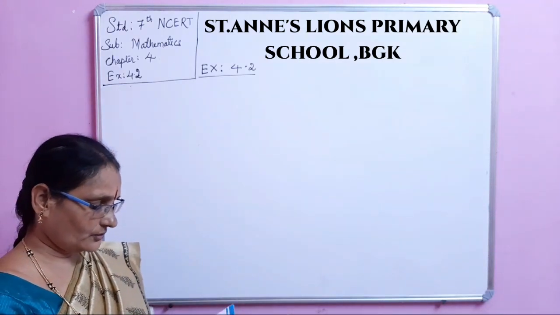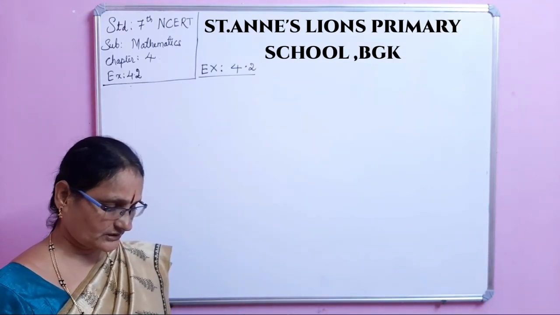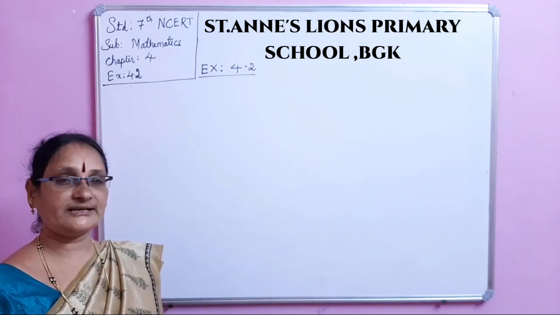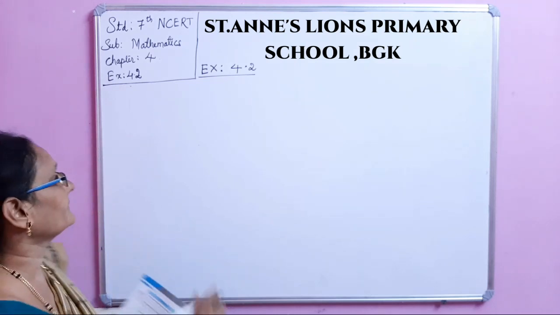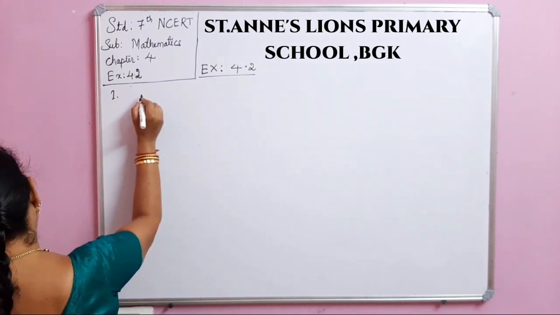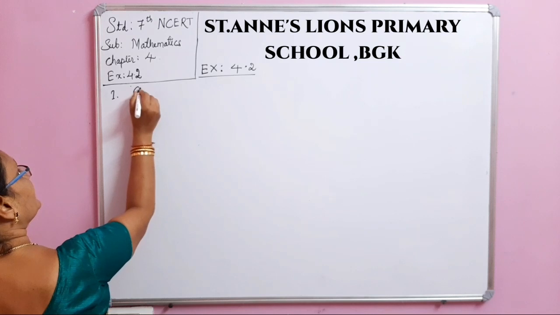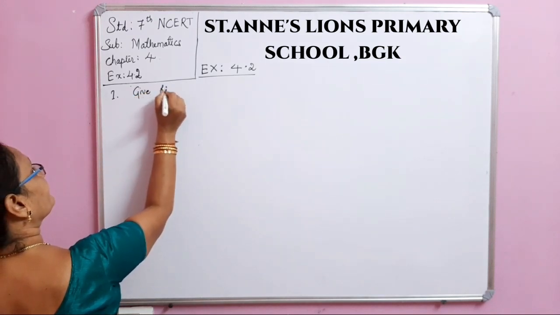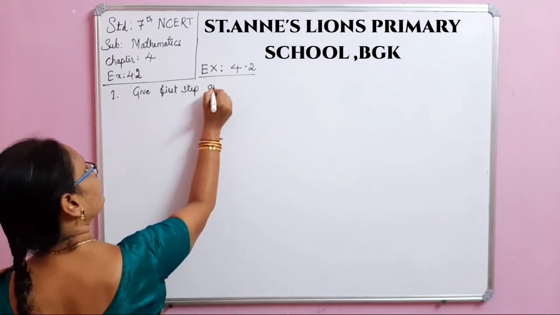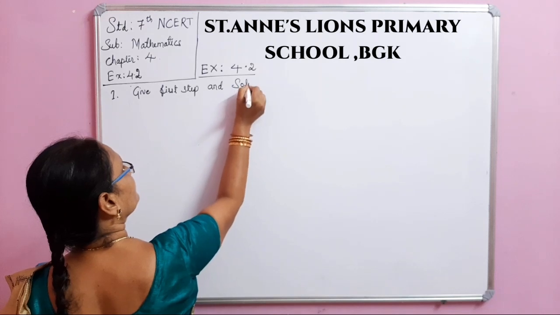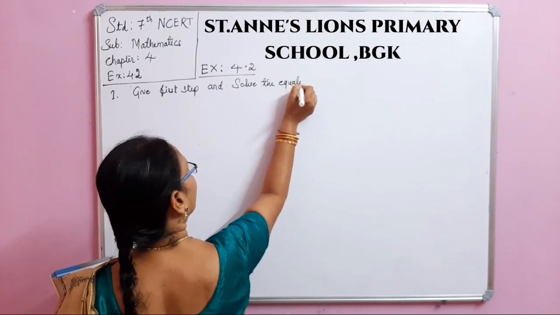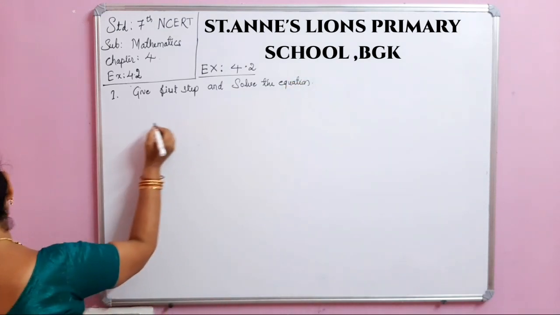First one, give the first step you will use to separate the variable and then solve the equation. We have to separate the variable from the given number. So, first main, give first step and solve. I'll write, you write completely. Give first step and solve the equation. Okay. First one.